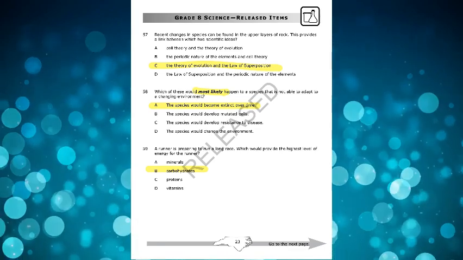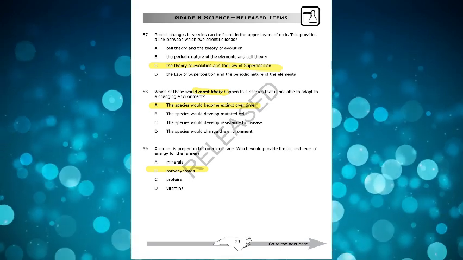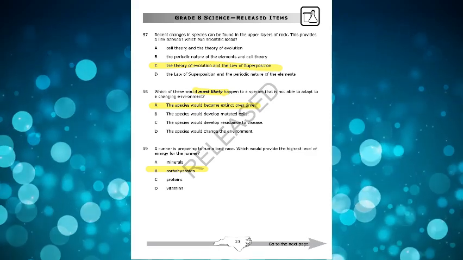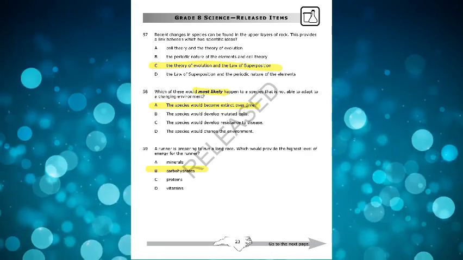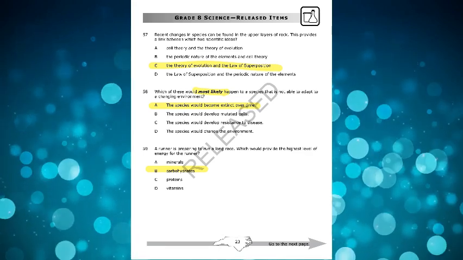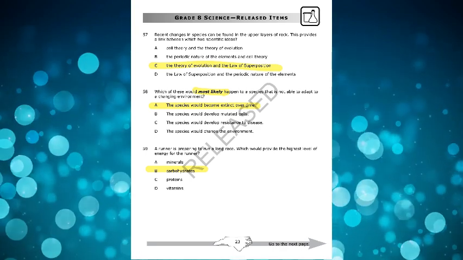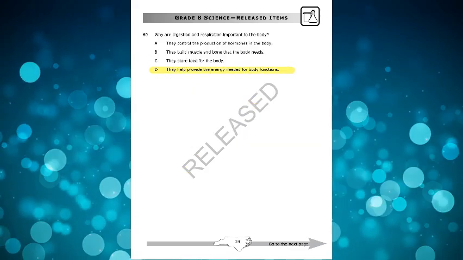59. A runner is preparing to run a long race. Which would provide the highest level of energy for the runner? And that would be carbohydrates. Carbohydrates for energy. Now, minerals and vitamins, they're necessary, but they're not for energy. And proteins, although your body does need them, they are not a good energy source. They are a building block for your body, but not a really good energy source.